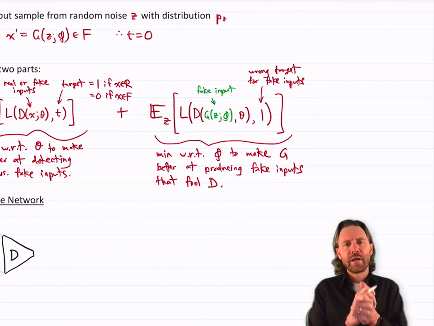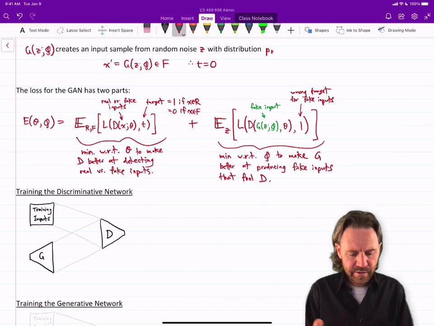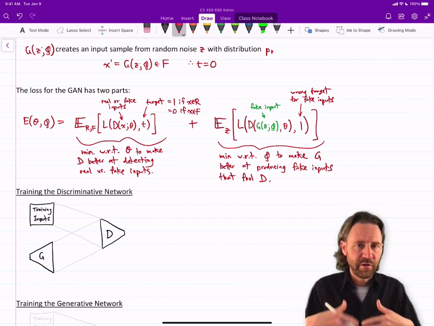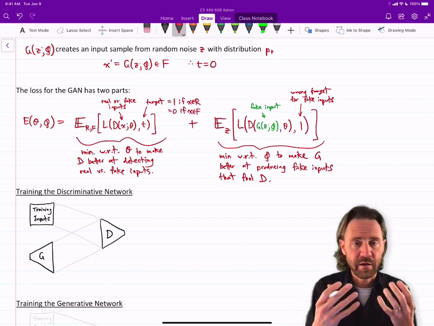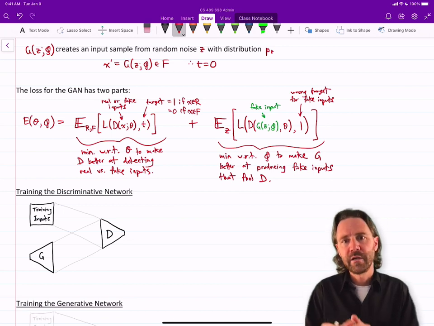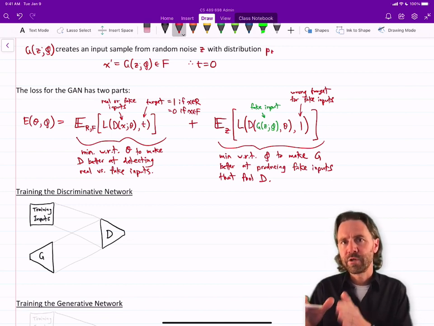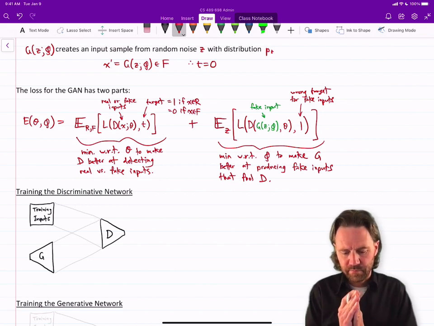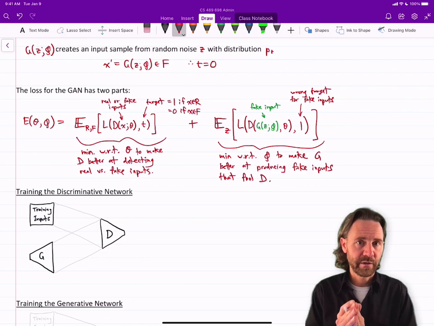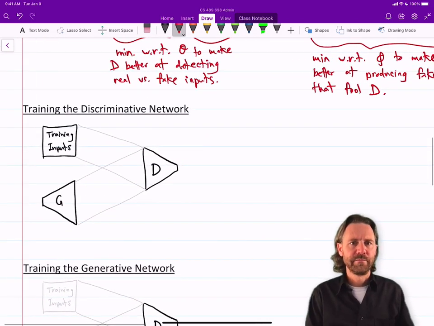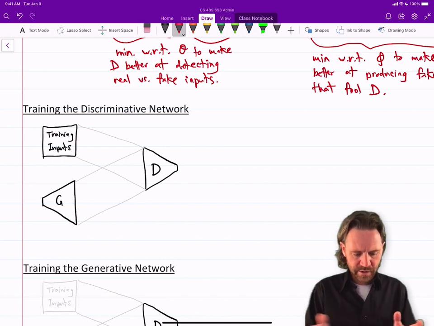So we're trying to minimize all of this, but the first term is only being used to update the parameters of the discriminative network. The second term is being used only to learn the parameters of the generative network. Okay, so in a picture, this is sort of the setup here.